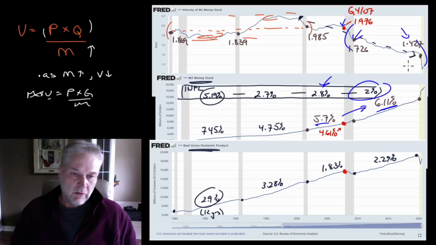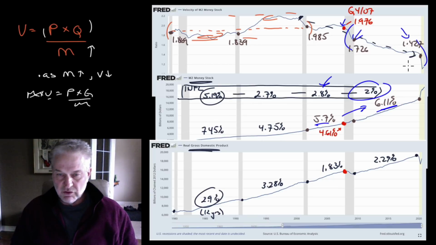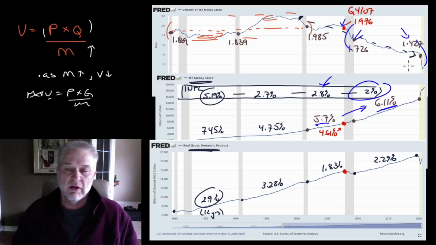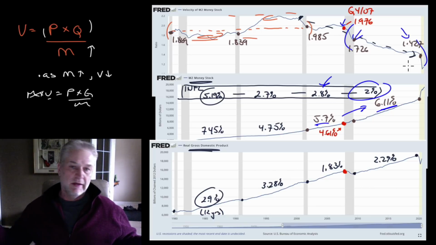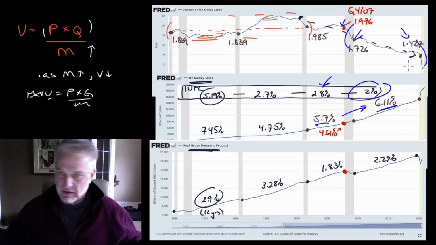So, you can look at the money supply. If you assume that velocity is constant, you just have to look at the money supply, and that'll give you some idea of what's going to happen to inflation. But velocity is not constant. What if velocity is dropping as you're increasing the money supply? Well, then the effect on inflation is unknown.